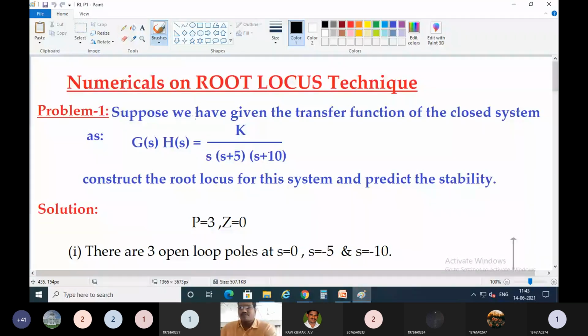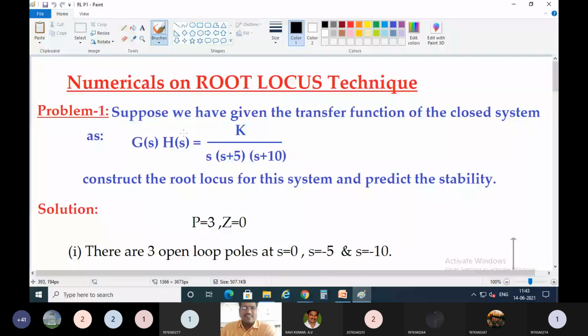For this open loop transfer function, I want to draw the root locus diagram, and later, after drawing it, I am going to predict the stability: for which k values the given system is stable, for which k value the system is marginally stable, and for which k values the system is unstable. This is the prediction of the stability.